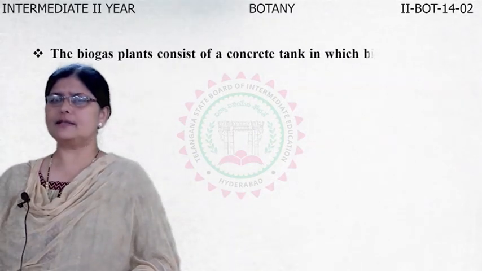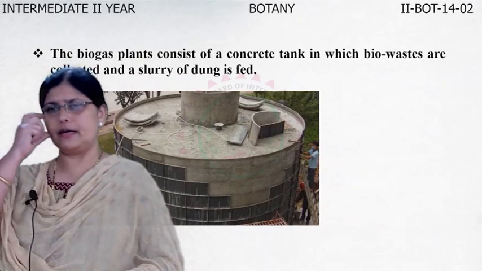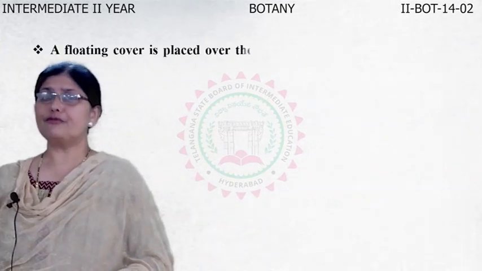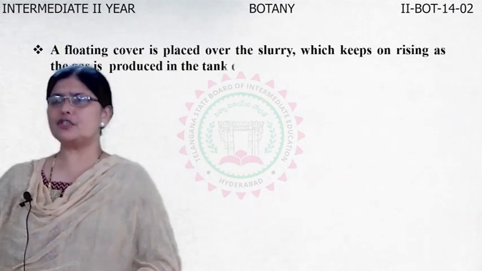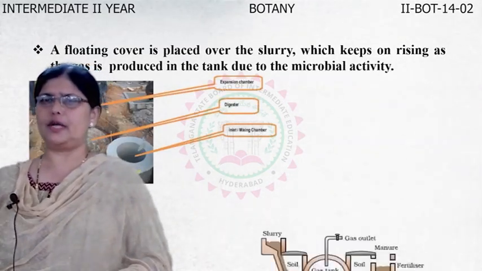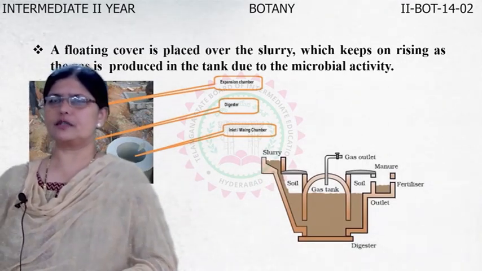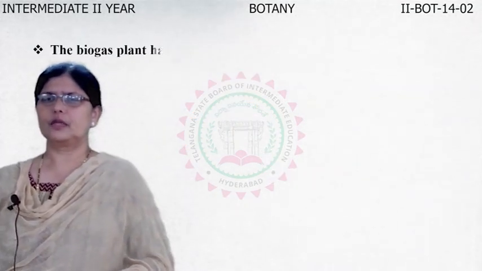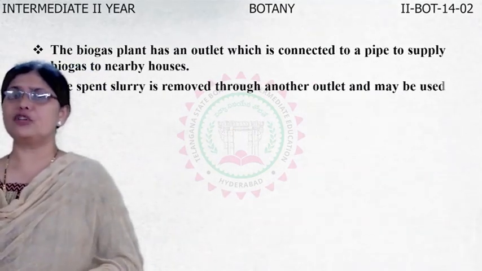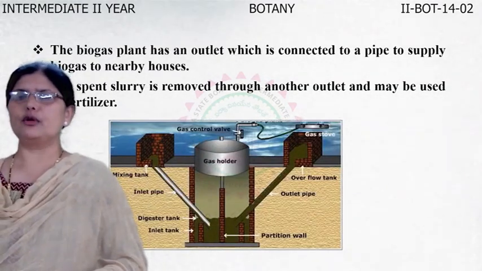The biogas plants consist of a concrete tank as shown in the picture, in which bio-waste is collected and a slurry of dung is fed into it. A floating cover is placed over the slurry, which keeps on rising as the gas is produced in the tank due to the microbial activity. You can see the pictures in which this is shown. The biogas plant has an outlet which is connected to a pipe to supply biogas to nearby houses. The spent slurry is removed through another outlet and may be used as a fertilizer.